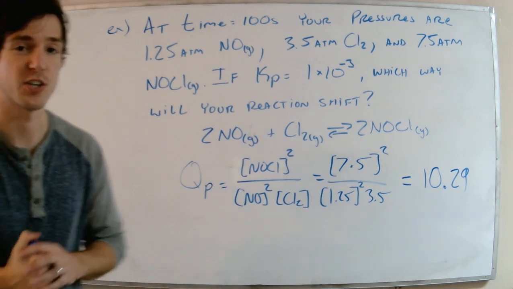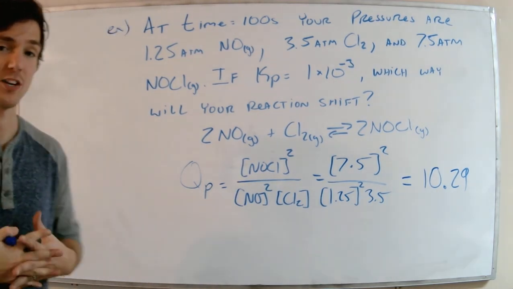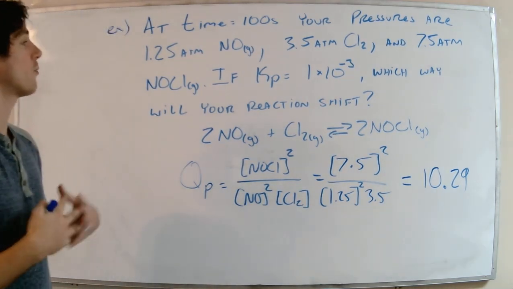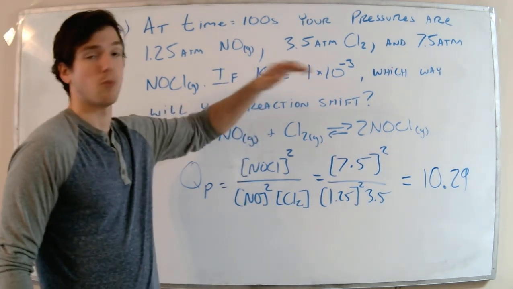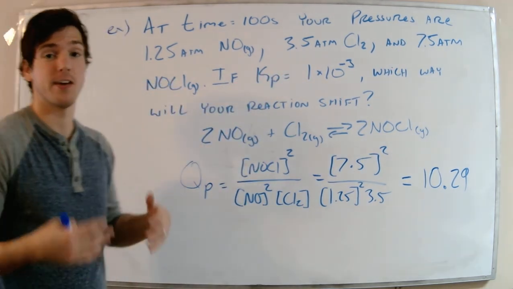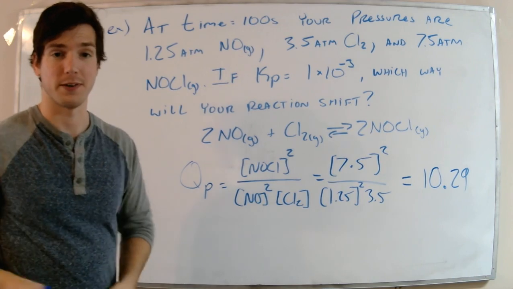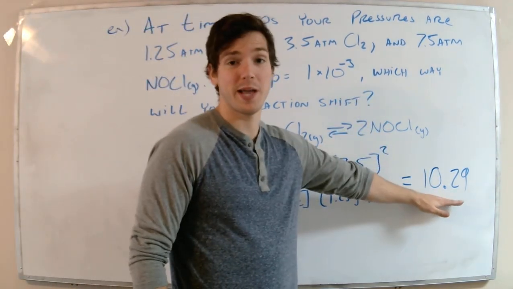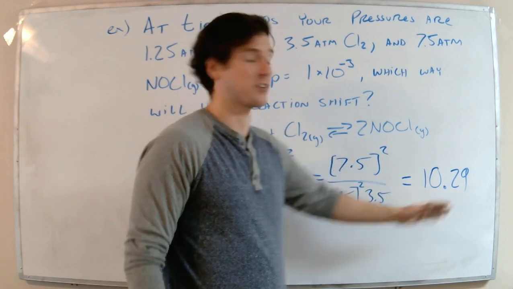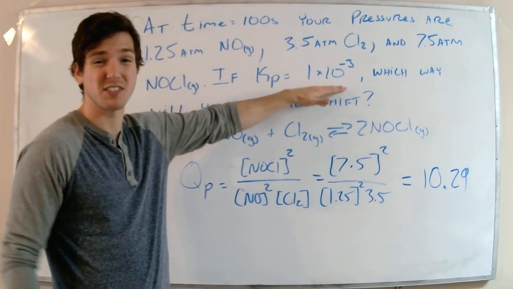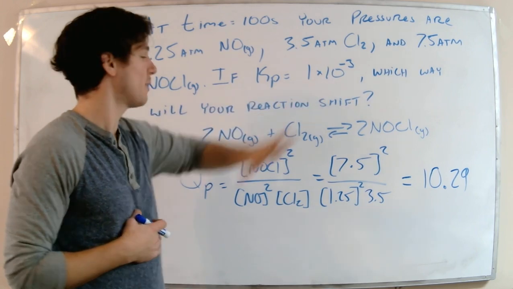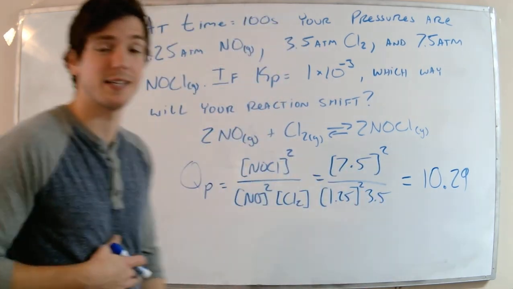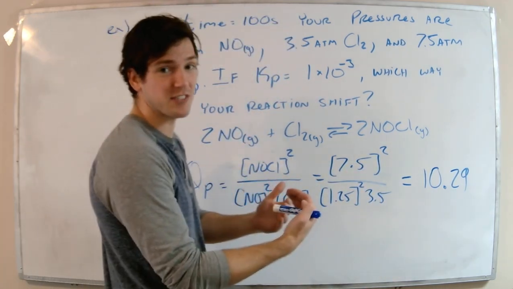So that is our Q. So now which way is our reaction going to shift? Well, remember, Kp is 1 times 10 to the negative third, 0.001. So this reaction is telling me right now I have way too many products, right? Usually this thing at equilibrium is a small number like 0.001, but right now it's at 10.29. So this thing is going to shift left.